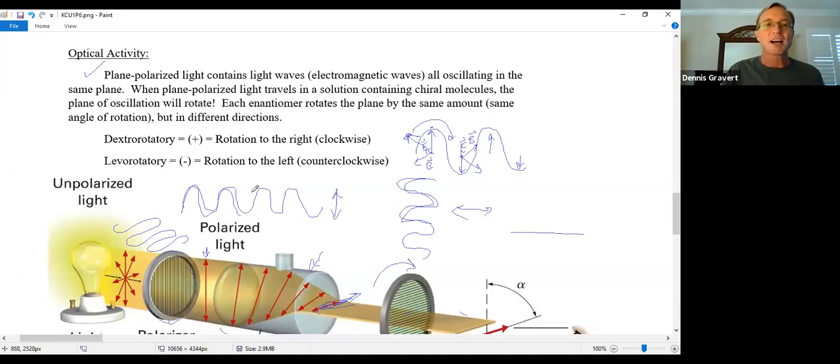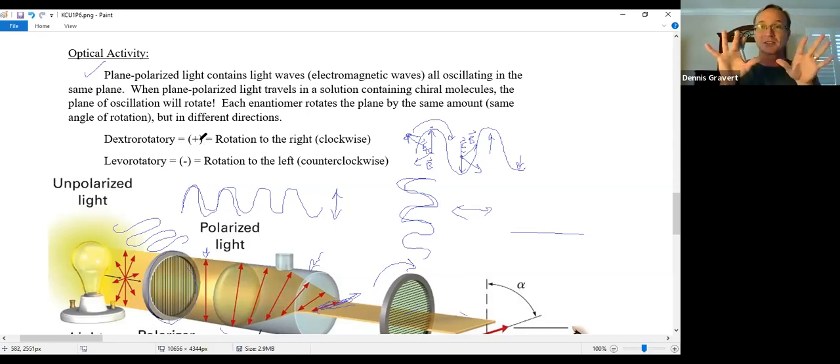Plane polarized light, that's all you need to know. Oscillating up and down, put in a chiral molecule. If that light ray rotates its plane of polarization, it's a chiral molecule. If you put in the left-hand form, let's say the light ray will rotate to the left, or you put in the other enantiomer, the light ray will rotate to the right. So now we have a way of figuring out which molecule is which.